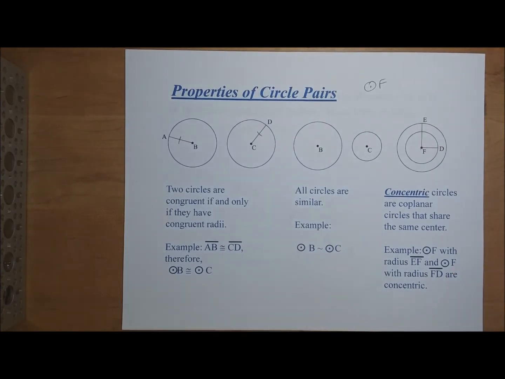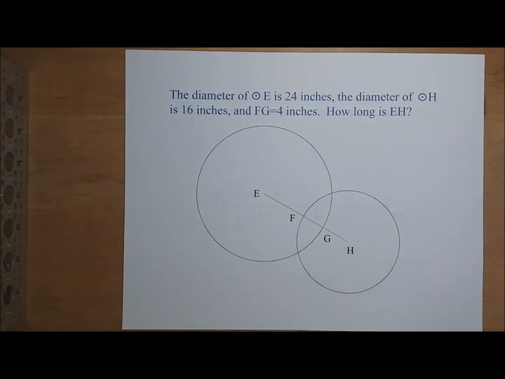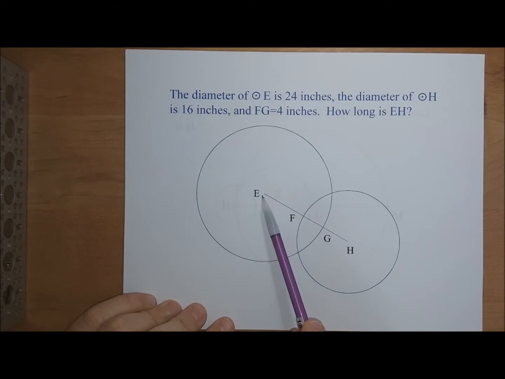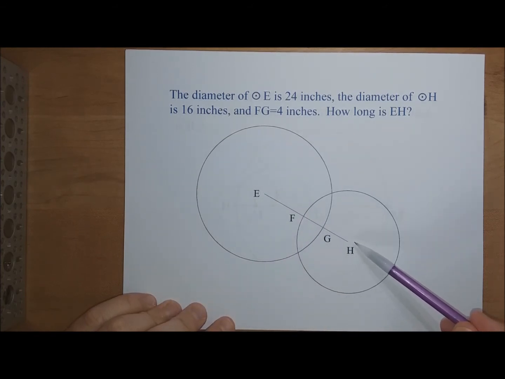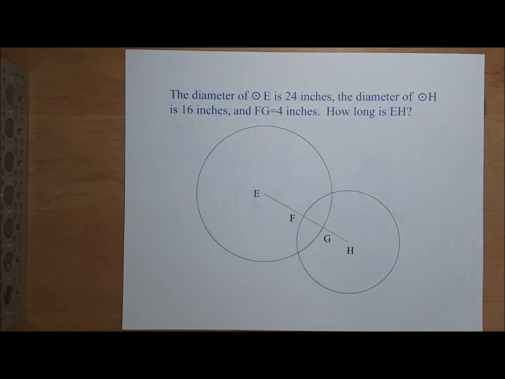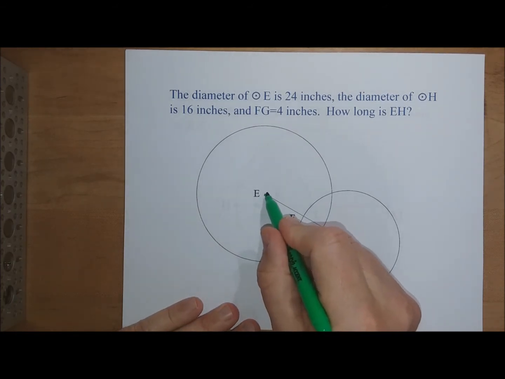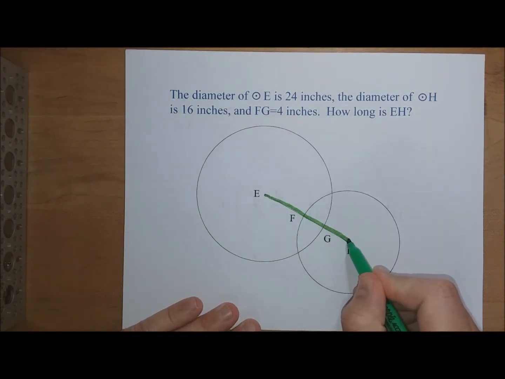Okay, here's a good problem. This is a nice little puzzle. The diameter of circle E is 24 inches. The diameter of circle H is 16 inches. And this segment FG is 4 inches. How long is EH? I'm just going to highlight that. That's what we're after. We want to know the length of this segment right here.